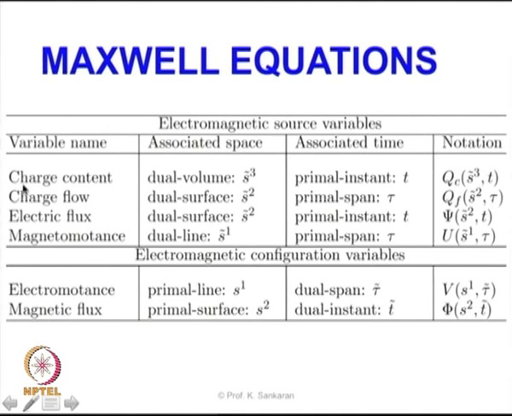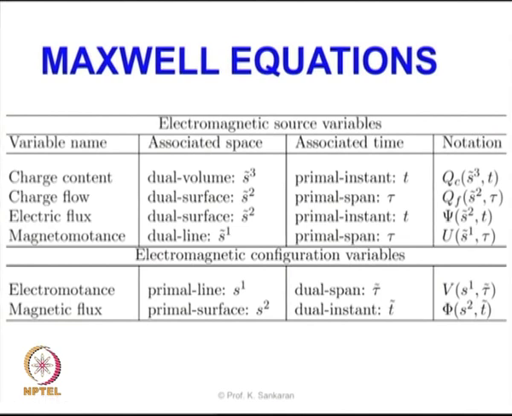So all the things that we call source variables, related to either electric or magnetic sources, the charge content, charge flow, magnetic flux, magnetomotance, are all connected to the dual volumes and the primal time. So the volume, the surface and the line aspect are in the dual space for the source variables, whereas the time components are all in the primal space. So there are no tildes: t is a time instant, tau is a time span or time duration.